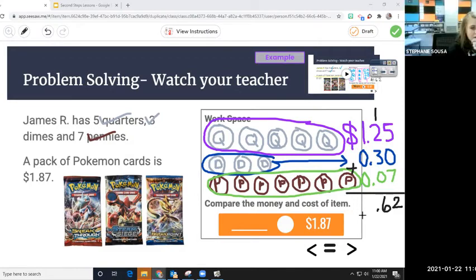And now we have our dollar. $1 plus $0 plus $0 is $1. So we have $1.62. So let's write that amount here. $1.62.